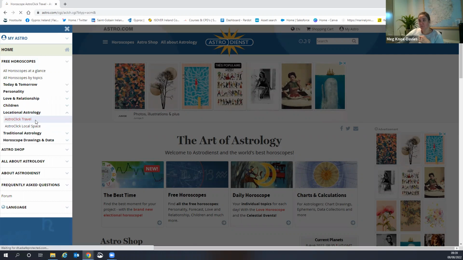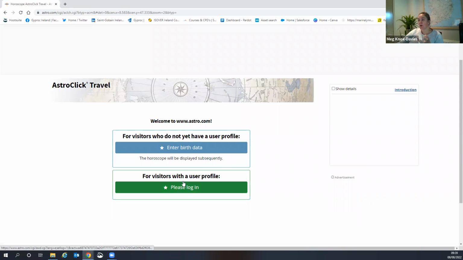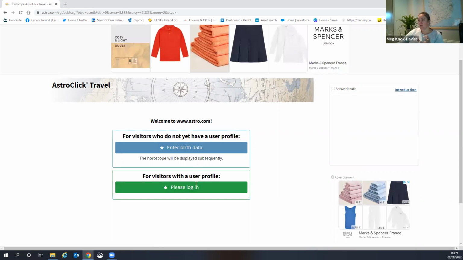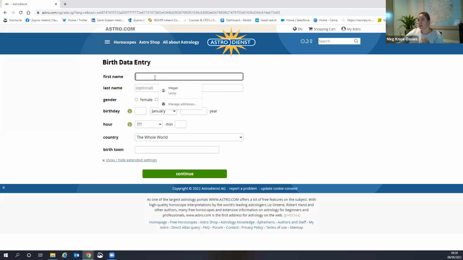travel, and you want to enter your birth details. Now, if you are wanting to set up a user profile, then you can log in here. But if not, if you just want your birth details, enter your birth data here. You need to know what your birth date was, as well as the time of your birth and the location, birth town, not the hospital, just the town that you were born in.